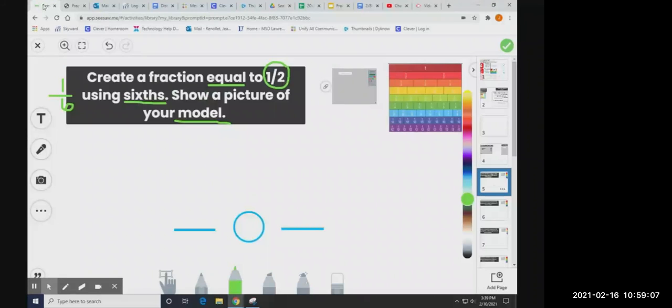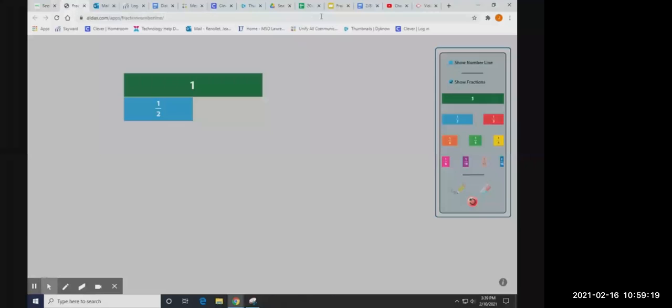Create a fraction equal to 1/2 using sixths. Okay, and I remember that that means I'm going to use my 1/6 unit fraction parts. So on the right, I'm going to look for 1/6. And I'm going to explore. First, I'm going to check to see if 1/6 is equal to 1/2. I can tell by my model that they are not equivalent. So I'm going to take another 1/6 and move it to my model.